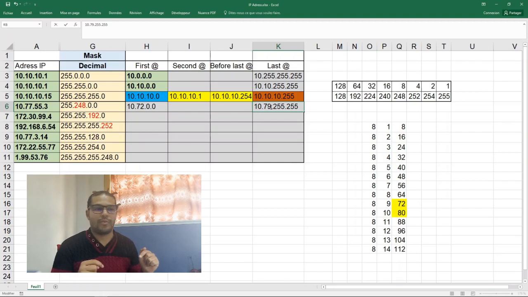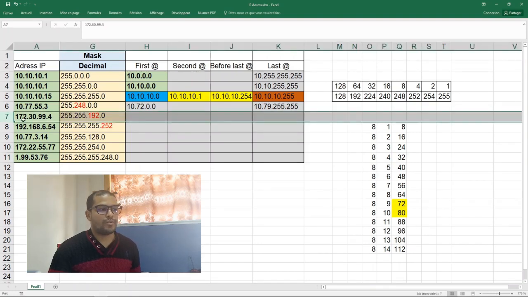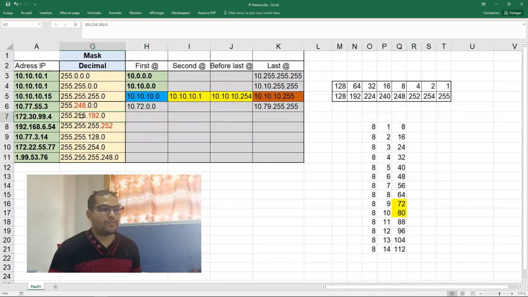Let's do another example, and with another example, the image is going to be clearer. Okay, let's do this example here. We have 172.30.99.4. For the mask, we have 255.255.192.0. So those two IP addresses are going to be the same. Copy, paste, 172.30. Now, in the interesting octet, we have 192.